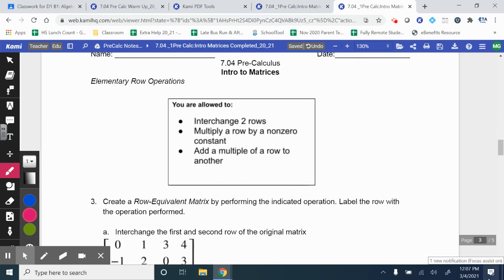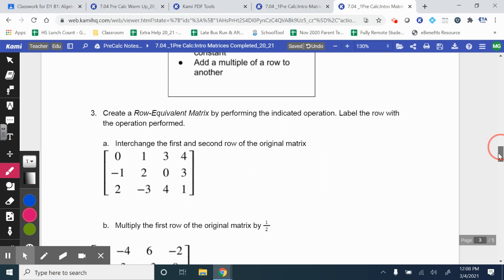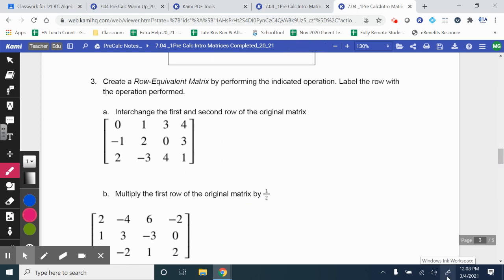Now, when we have a matrix, we're able to do some elementary row operations. So these are the things that you are allowed to do. You can interchange two rows, so you can switch the rows around. You can multiply a row by a non-zero constant. So as long as it's not zero, you can multiply a row by anything. Just like with a system of equations, you can multiply an equation by any number you'd like. And this one is the one we're going to use the most, is add a multiple of a row to another. So let's take a look at what those look like. So number 3 says create a row equivalent matrix by performing the indicated operation.